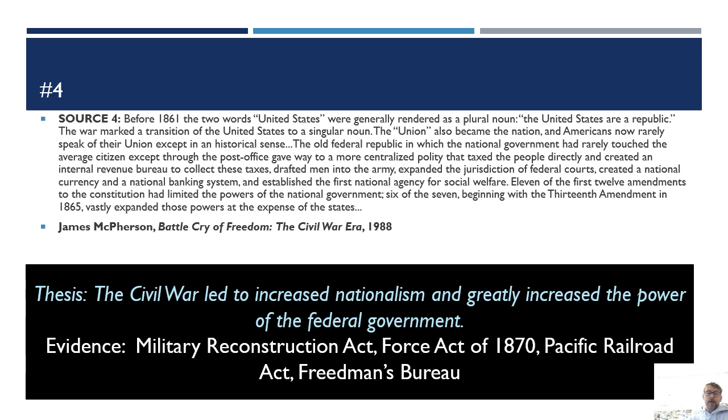Proof of this would be military reconstruction. That's a pretty big, powerful use of federal authority to force Southern states to rewrite their constitutions. The Force Act of 1870 to punish the KKK and people who would intervene and limit African American rights. The Pacific Railroad Act, the federal government was willing to back the investment in building railroads. Freedmen's Bureau, the first national agency for social welfare, which McPherson hints at here in the source. Those are all proof that the US government greatly expanded its power.